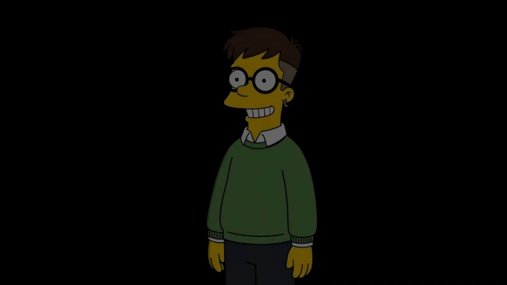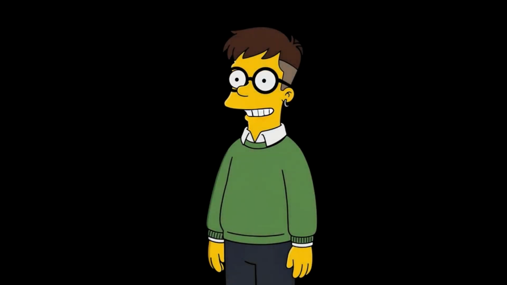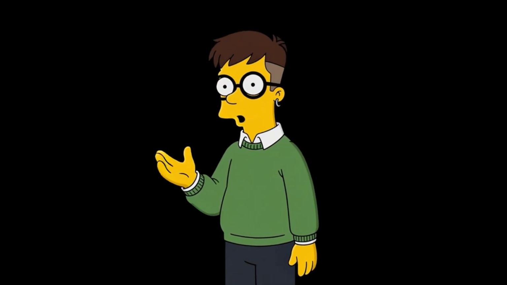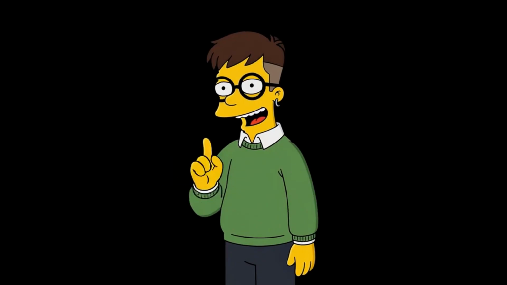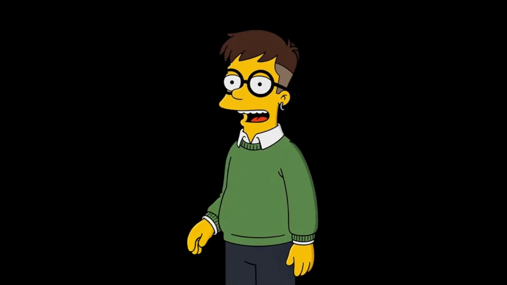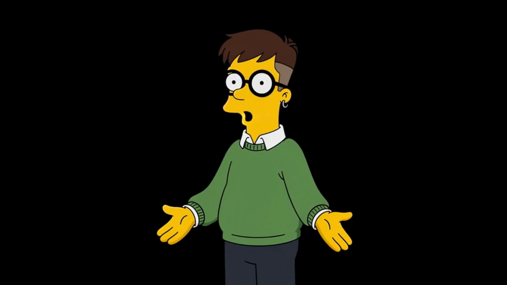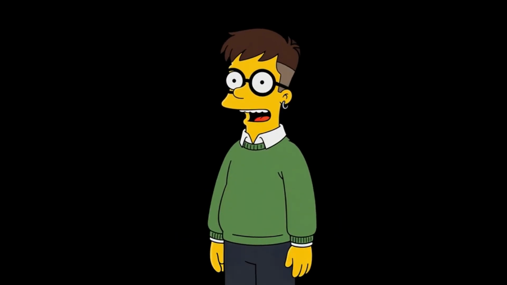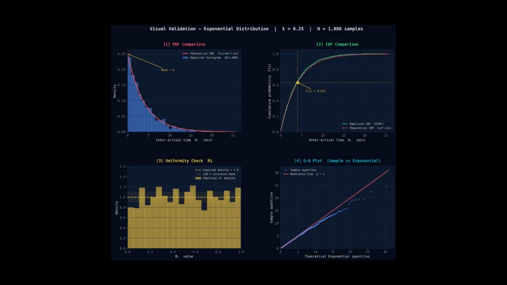Generating samples is only half the work. Before we can trust any results from our simulation, we need to verify visually and statistically that the samples we produced actually follow an exponential distribution. This panel contains 4 plots together. They form a complete visual audit of our pipeline.